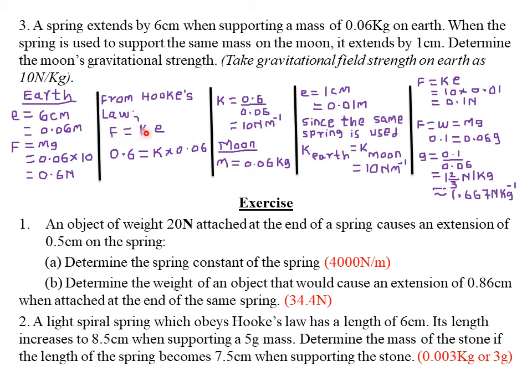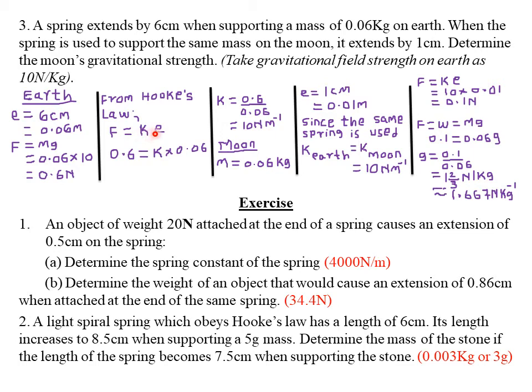So from Hooke's law, force is equal to Ke. Again, I'm using this formula because I'm given both the force and the extension. So if I substitute those values, I can easily obtain my spring constant. Then because it is the same spring used, if there is a second case, the spring constant will still be the same.